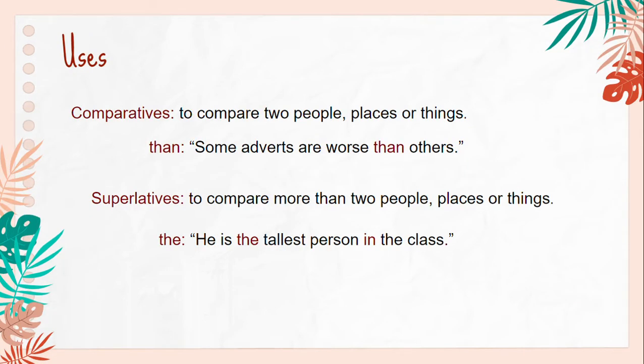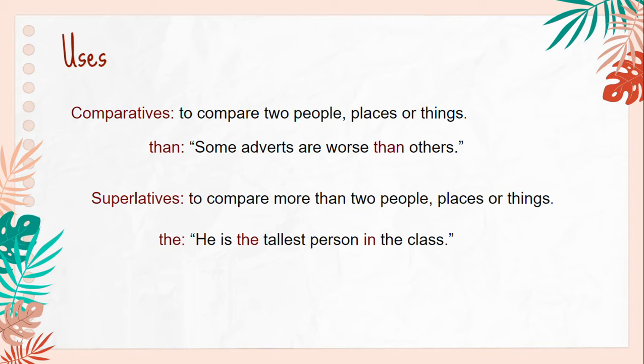So when do we use comparatives? Well, we use comparatives to compare two people, places, or things. One characteristic of sentences with comparative adjectives is that we use the word than in order to notice that we are making this comparison, okay? For example, I say some adverbs are worse than others. So what am I comparing here? Adverbs with other adverbs.